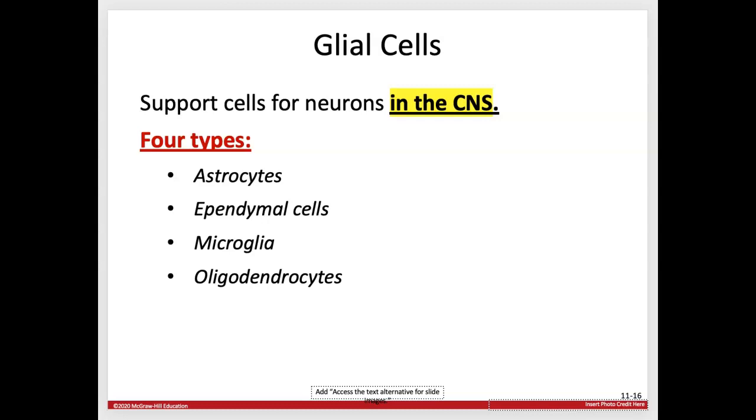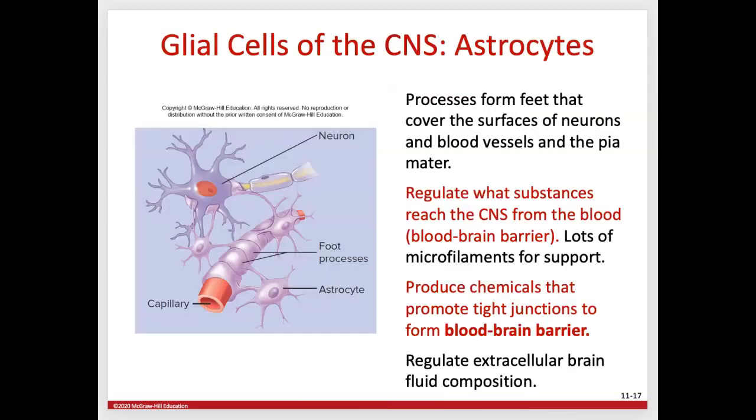In the CNS, the central nervous system, there are 4 types of glial cells: astrocytes, ependymal cells, microglia, and oligodendrocytes. And that one is a $5 word. If you can say that, have at it. Each of these next few slides highlight the main functions of each of these types of glial cells.